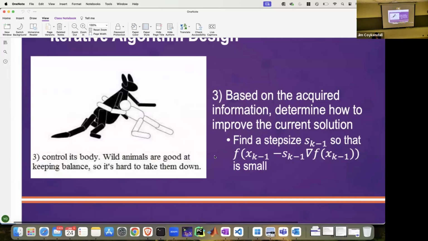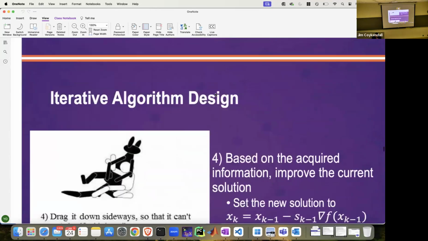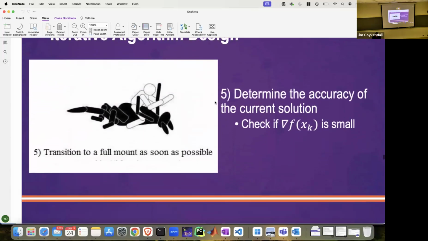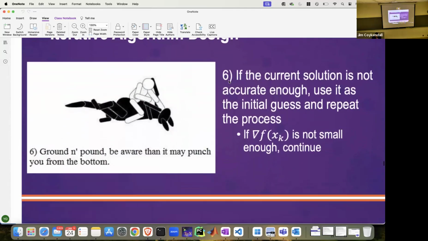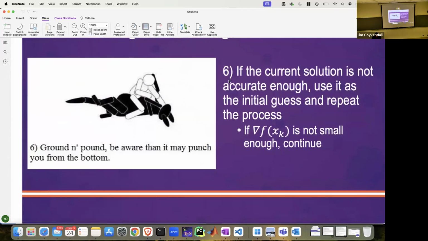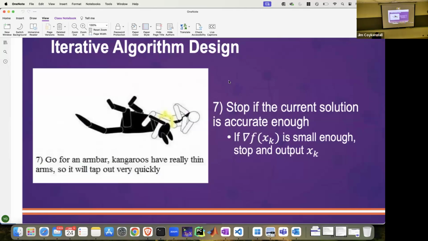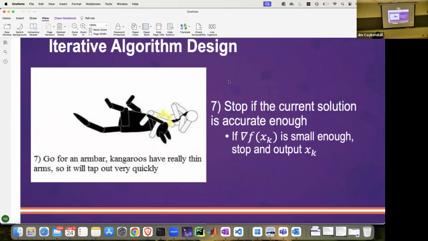And find a proper step size to go along that negative gradient, or try to control the body of the animal, in this case a kangaroo. And get a new solution, or try to drag your kangaroo down somehow. And check if the gradient becomes small. At the end, if it's not small enough, keep punching. Keep going. And if it's good enough, stop and output your solution, or go for your victory position, or whatever it is.